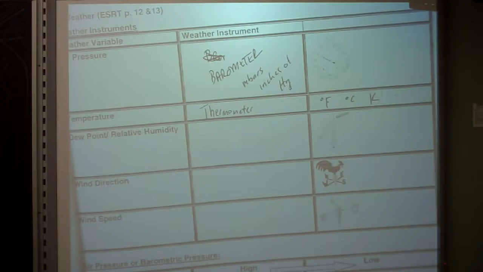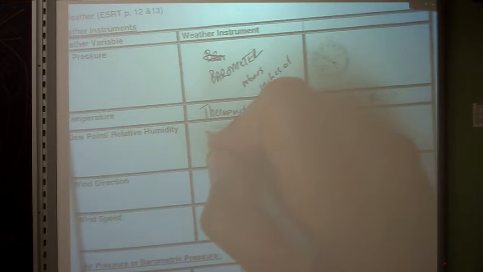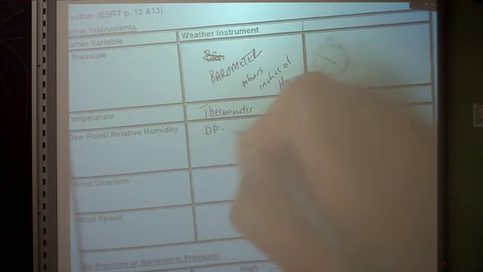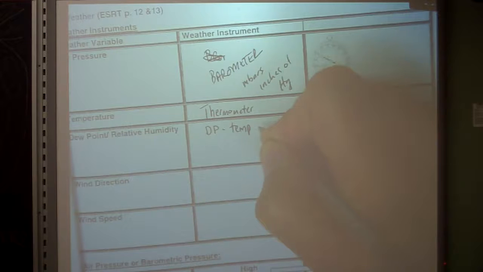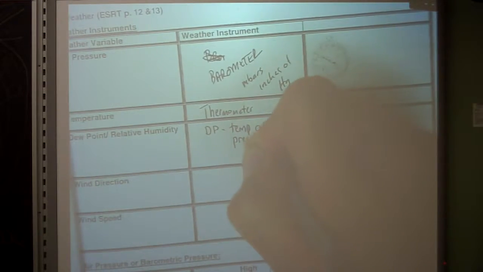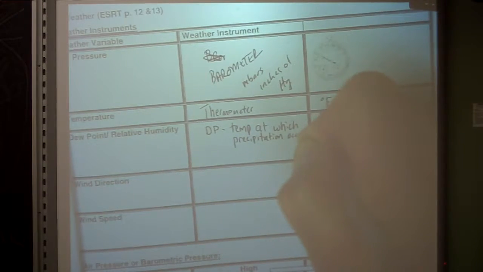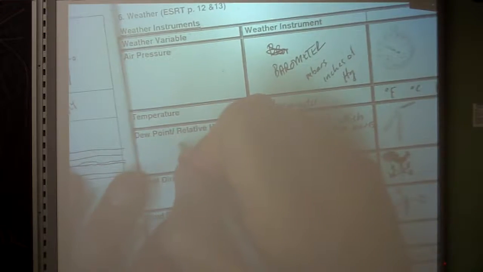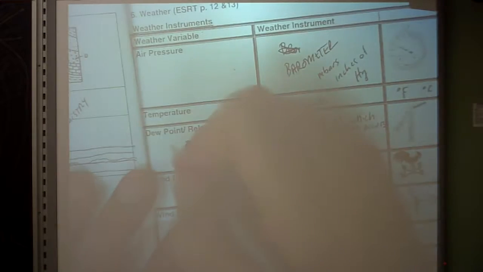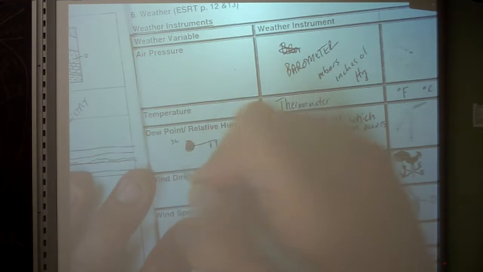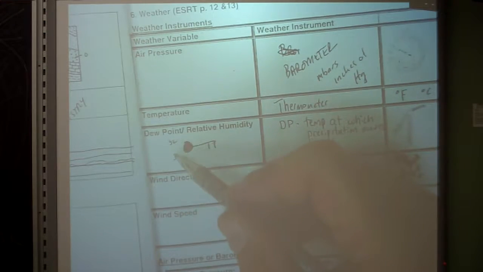Okay, dew point, relative humidity. Dew point is the temperature at which precipitation is going to occur. So on your station model, sometimes you'll see something like this. Here, I'll just draw this out with a couple of bands on here. You see an air temperature, maybe it's 32 over here, and then it's 31 over here. This would be an indication that we're really close to the dew point temperature and rain is likely.